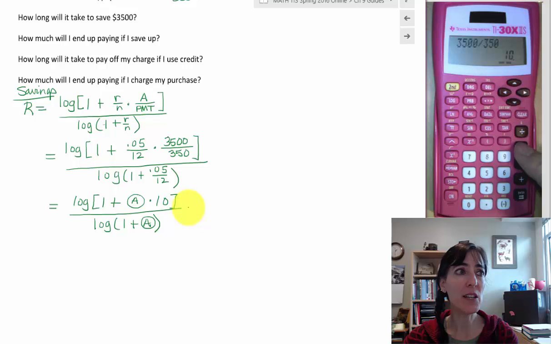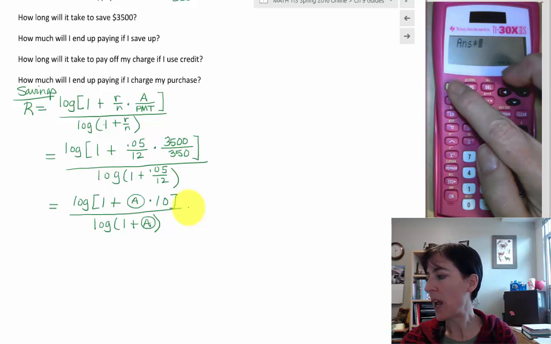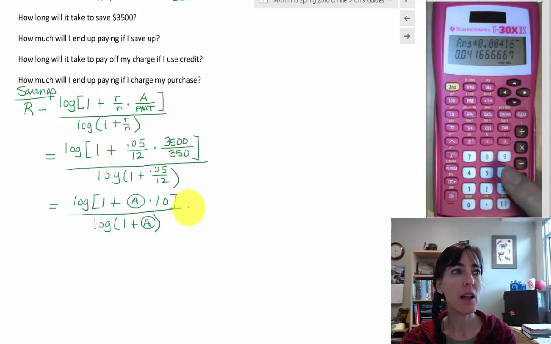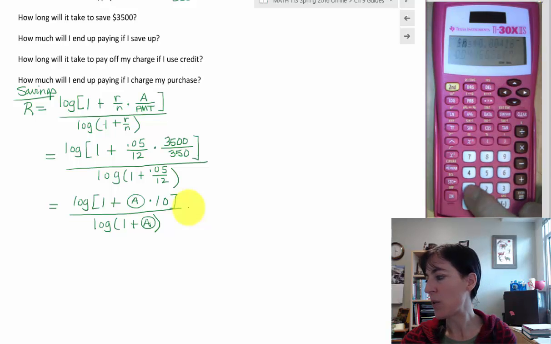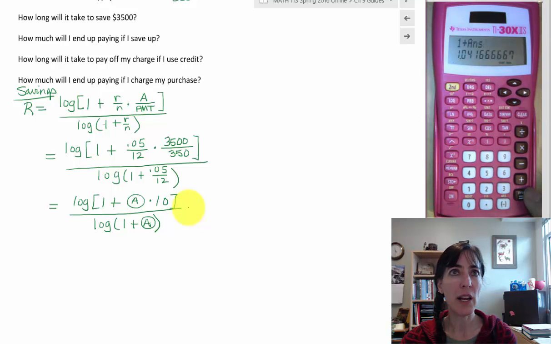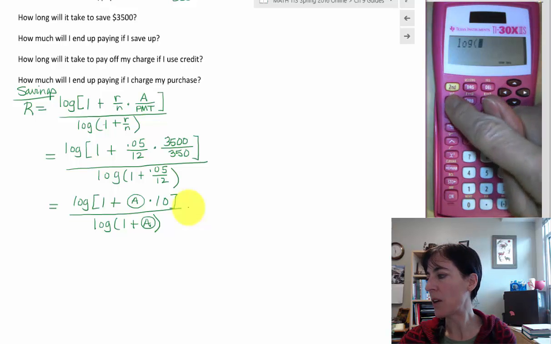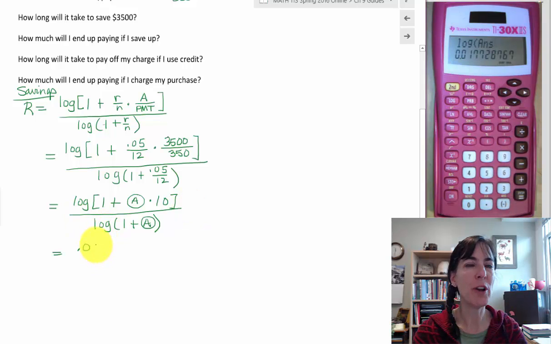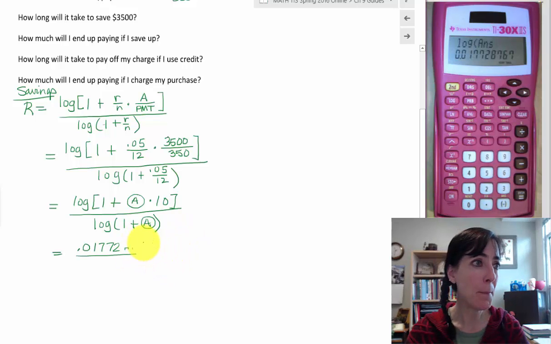And then I'll take that times my A, so I have to do recall A, and then plus 1, or I could do 1 plus answer, and I get 1.041666 repeating. And then I have to take the log of that. So for the numerator, I get 0.01772, and it goes on. I'll store that in B.